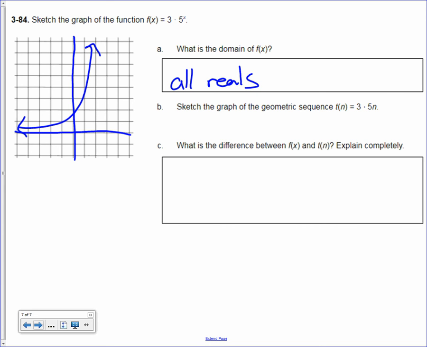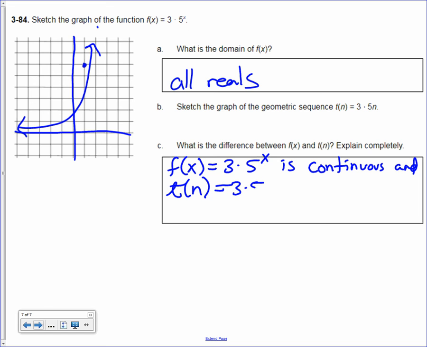Sketch the graph of the geometric sequence. So I didn't quite make my graph big enough, but it would just be a series of dots. So like I had a dot right here, and then there'd be a dot like I'm up there. What's the difference? Well, one is linear because it's 15n. The other one is continuous while one is discrete. So f of x equals 3 times 5 to the x is continuous. And t of n equals 3 times 5 to the n is discrete.